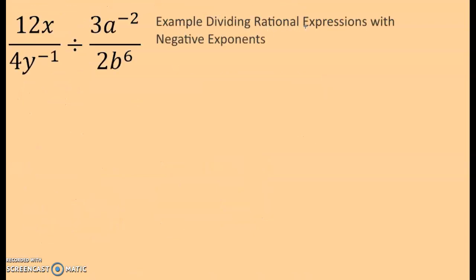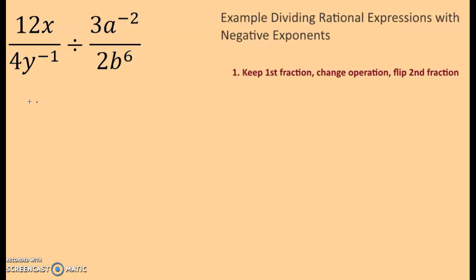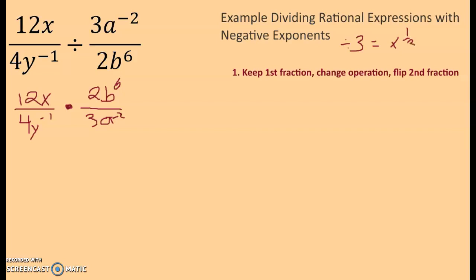Example: dividing rational expressions with negative exponents. So we have 12x divided by 4y to the negative 1 divided by 3a to the negative 2nd power all over 2b to the 6th power. So what you want to do first is keep the first fraction, change the operation to multiplication, and flip the second fraction. So we'll write that out. And remember, this is possible because when you divide by something like divide by 3, that's the same thing as multiply by 1/3.